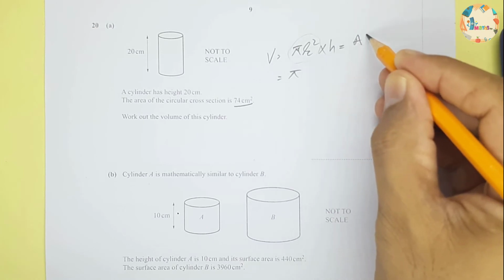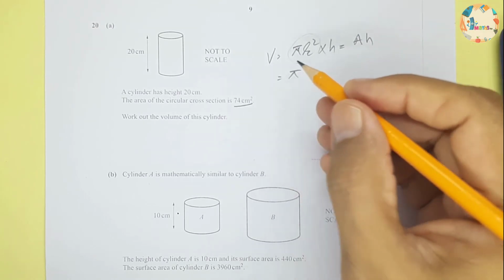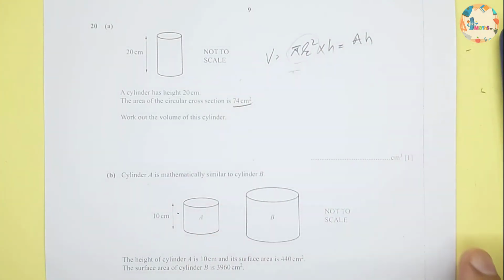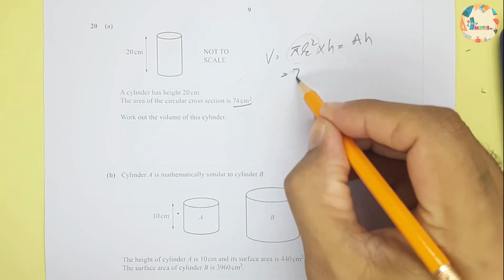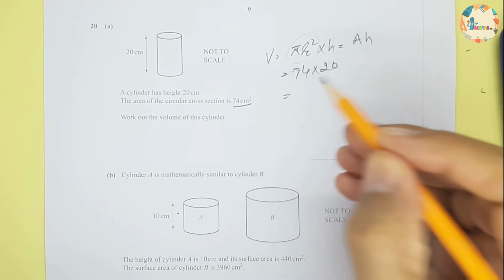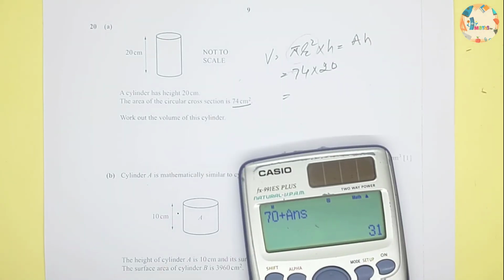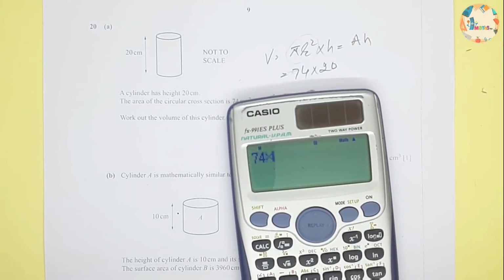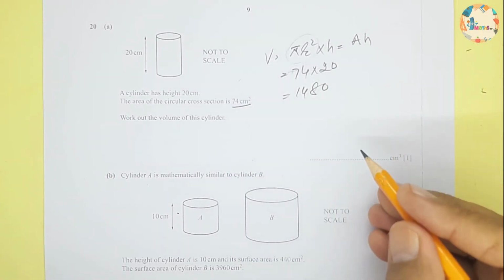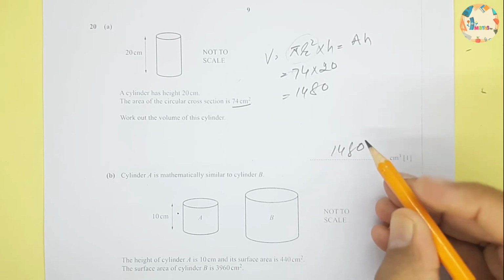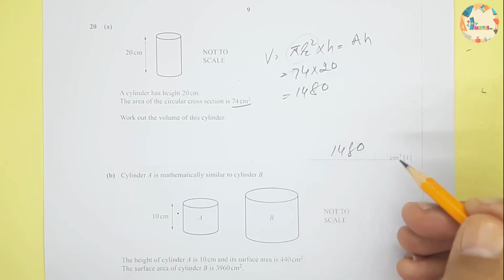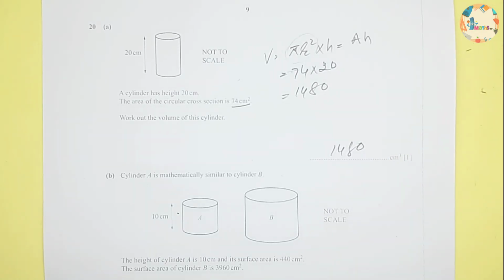This is the cross section area. So we can write A into h. So A is 74. So we can write here 74 into h, which is 20. So 74 into 20 will be 1480. So our answer will be 1480 centimeters cubed. This will be the volume of this cylinder.